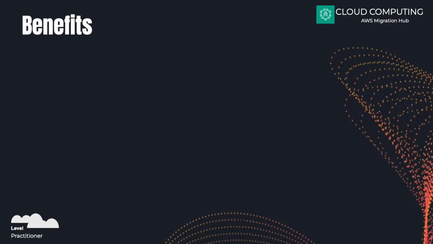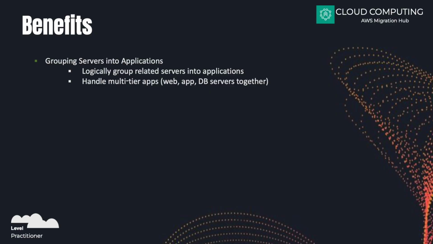Another useful capability of Migration Hub is that it lets you logically group servers together. In many real-world environments, a single application is not just one server. It might be made up of a web server, an application server, and a database server, all working together. With Migration Hub, you can group those related servers into one single application view.